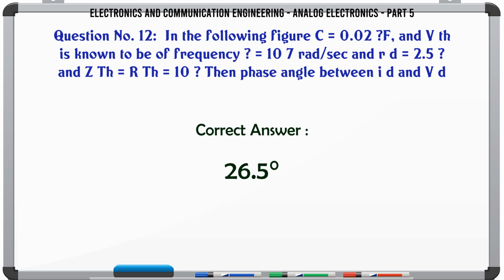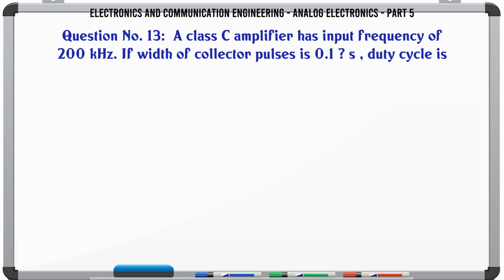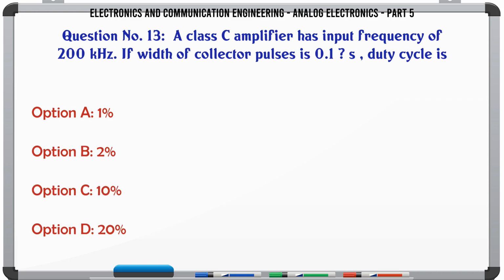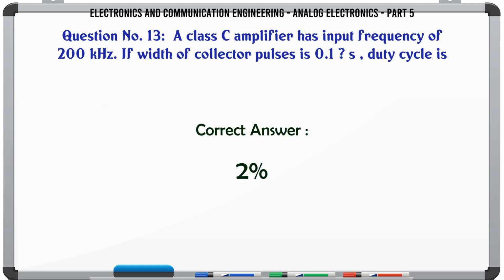26.5. A Class C amplifier has input frequency of 200 kHz. If the width of collector pulses is 0.1 µs, the duty cycle is A) 1, B) 2, C) 10, D) 20. The correct answer is 2.